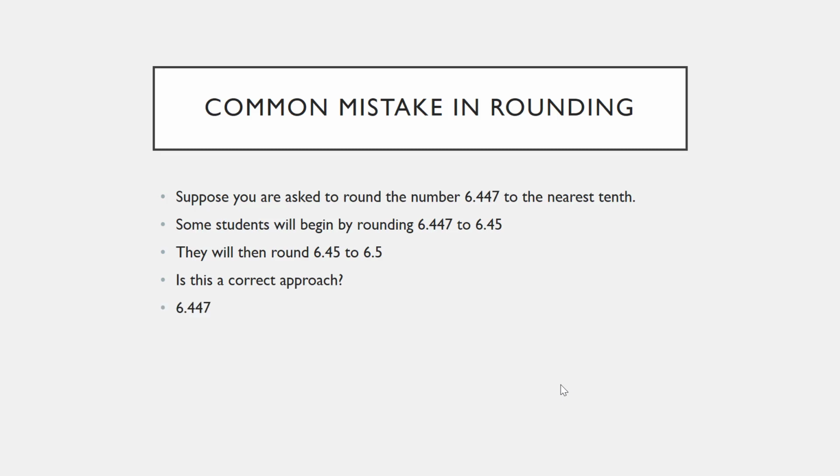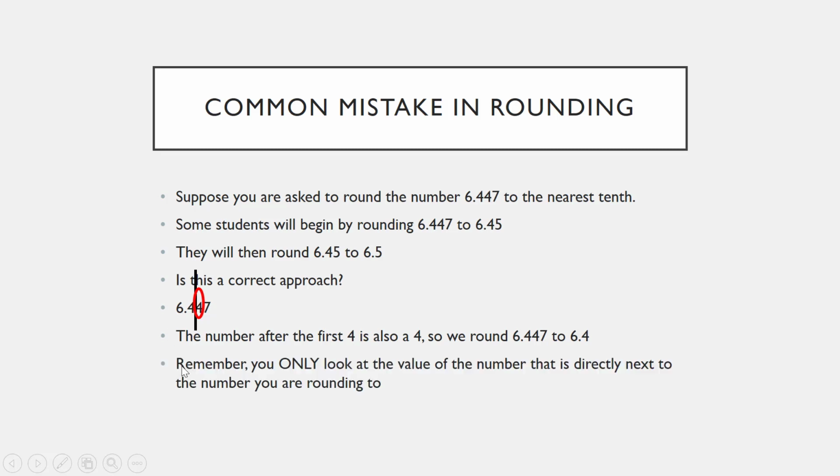So let's look again at the number 6.447. If we were rounding to the nearest tenth, this is where we're going to cut the number. So the only number we need to concern ourselves with is the 4 that is right next to the first 4. Since we have a 4, which is lower than a 5, that means we keep the value. So we are going to be rounding this to 6.4.